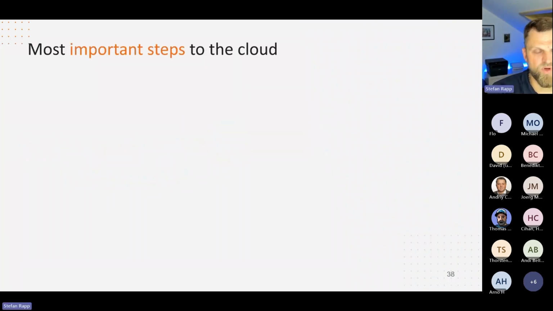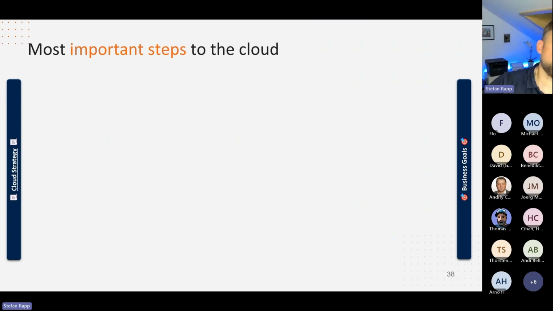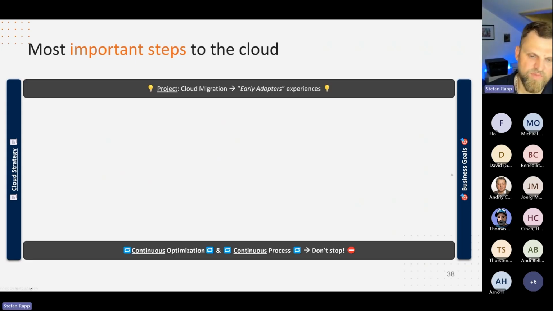So what are the most important steps as a summary? Most important steps, as I said, the columns to the left and to the right. We need a strategy, and this strategy must be working towards our business goals. We have this continuous optimization phase.